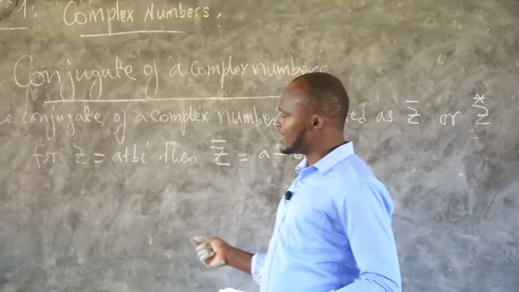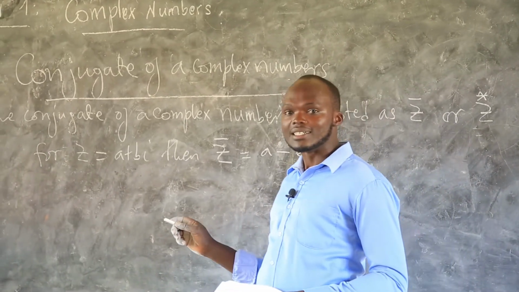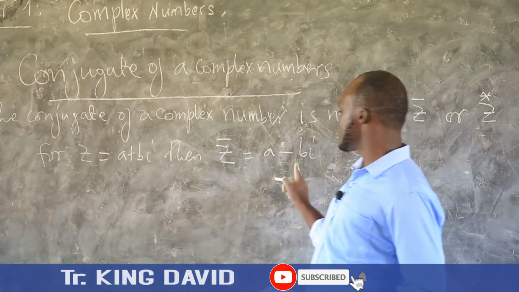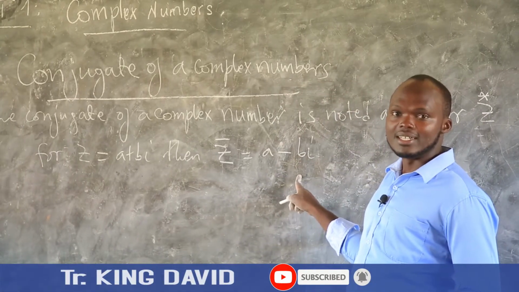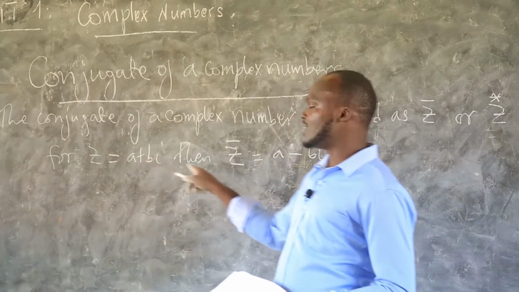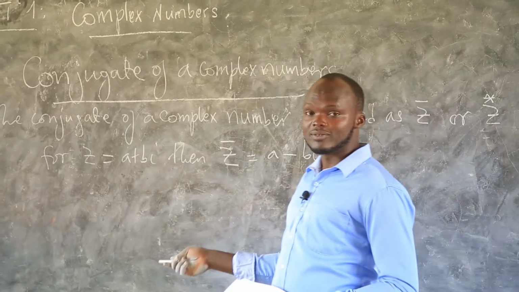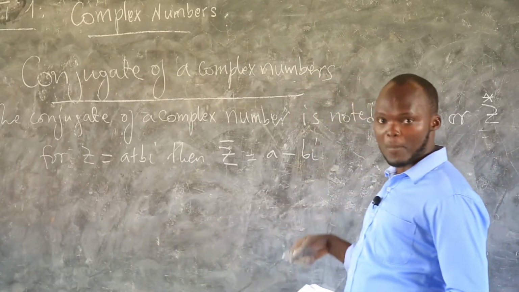So what does it mean? It means that the only part that always changes is the imaginary part. It changes by sign. If it is positive, it has to change to negative. If it is negative, it becomes positive.